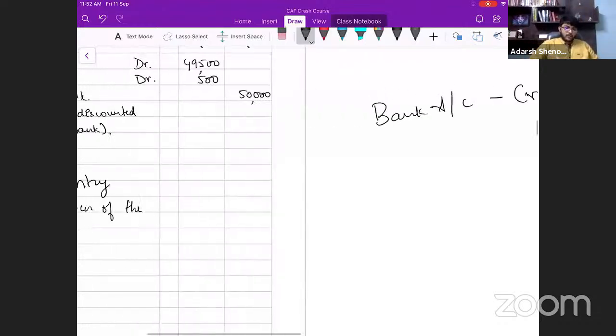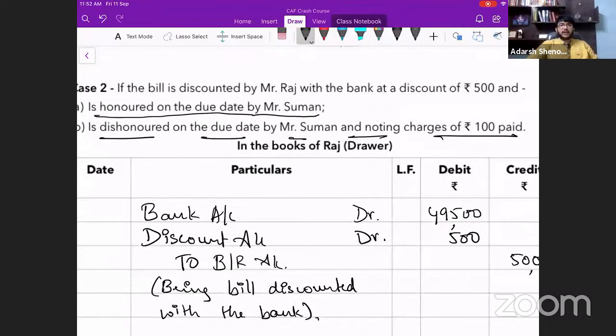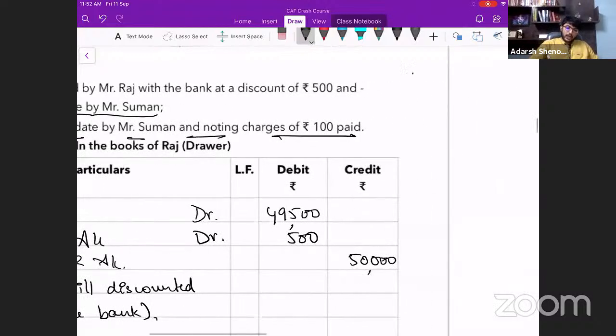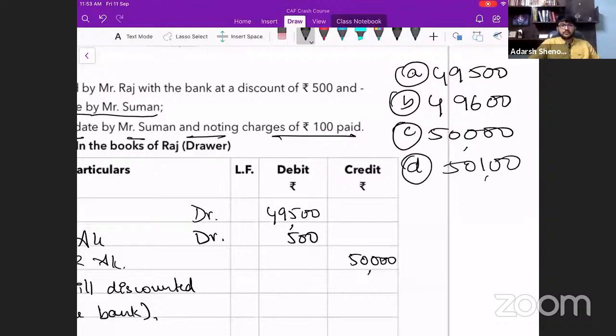Can you tell me how much is the bank going to remove from my account? I'll give you options: 49,500, 49,600, 50,000 or 50,100. What do you think they're going to take from your account?